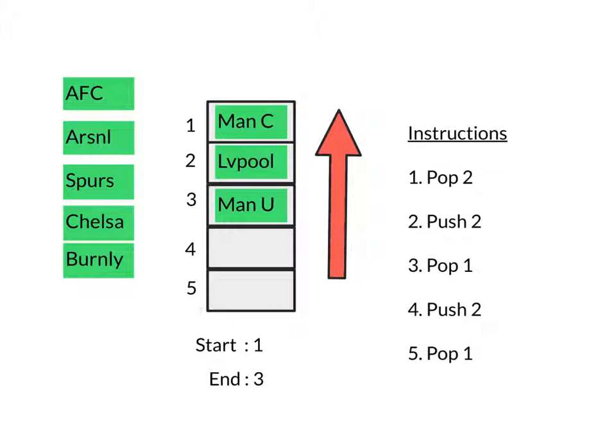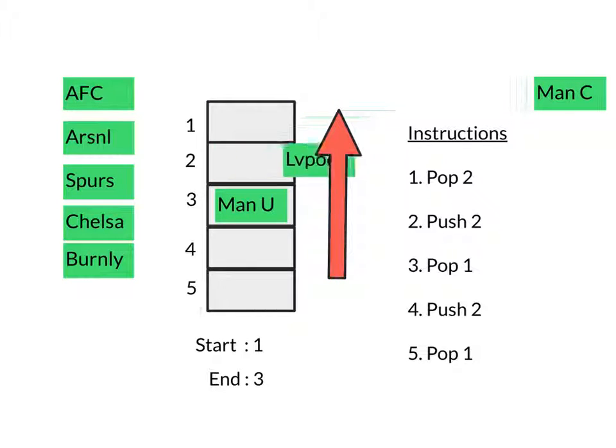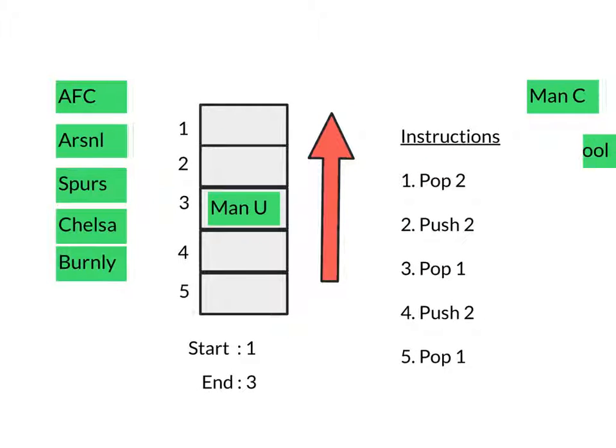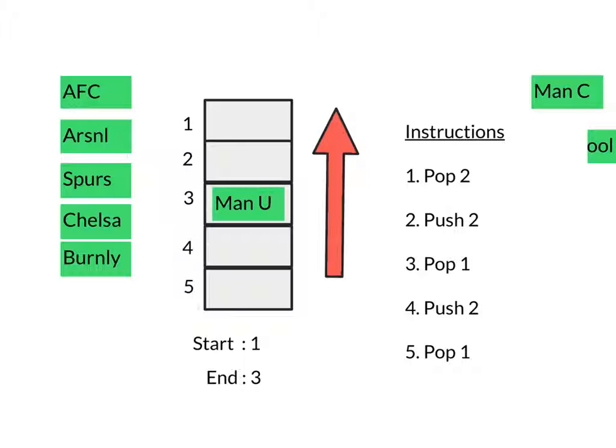Okay, so I'm going to take Man City and Liverpool out of there. Okay, and now my start of my queue is number 3 and the end of my queue is also number 3. Okay, so I'm going to change these items down here. So give me 2 6, type that in. Starts at 3 and it ends at 3. Okay, so we've done the first one.